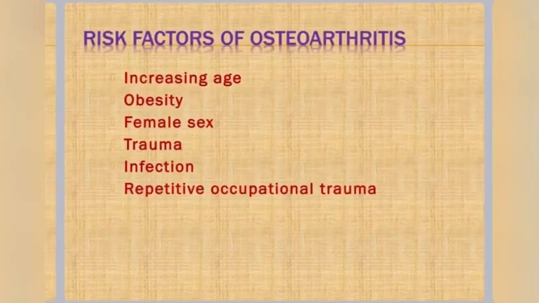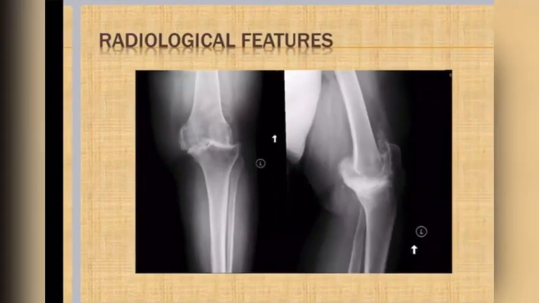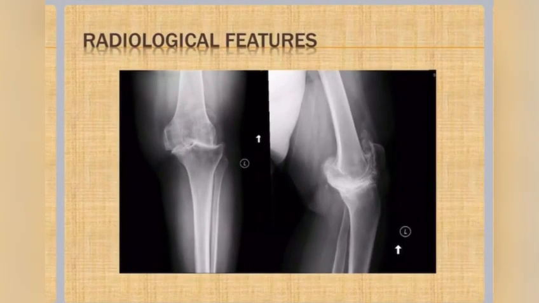Risk factors of osteoarthritis: increasing age, obesity, female sex, trauma, infection, repetitive occupational trauma. Radiological features: these are the radiological features which you are going to see through X-ray.